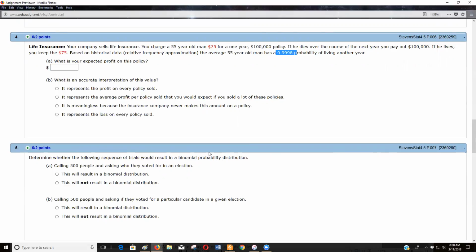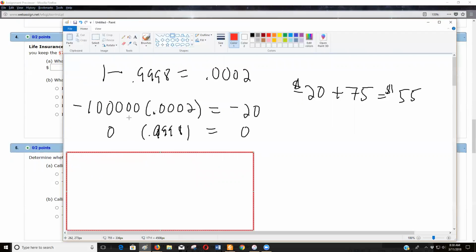So, in order to do one of these expected values, if we're interested in the expected profit, we've got to think about what it's going to make and what it's going to cost them. One way to do this is a little different from what Dr. Stevens does, so I'll talk you through this, and I'll show you what Dr. Stevens does with it. So we know the probability that this guy is going to die.